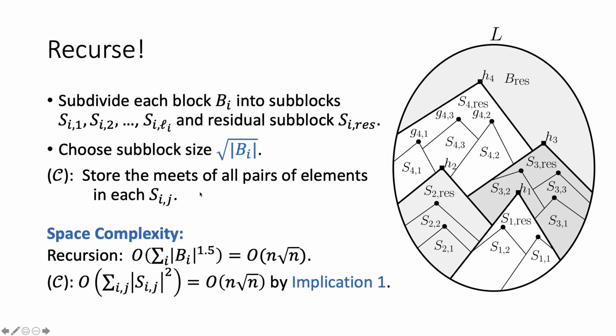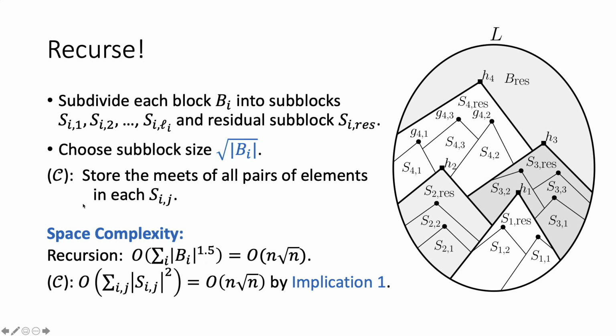Okay, what is the space complexity? So the recursion, this is just data structures A and B on the lower level. Well, data structures A and B use space n root n. Adjusted for the block size, it's going to be the size of the block to the 1.5. This is at most n root n overall when you sum over all the blocks.